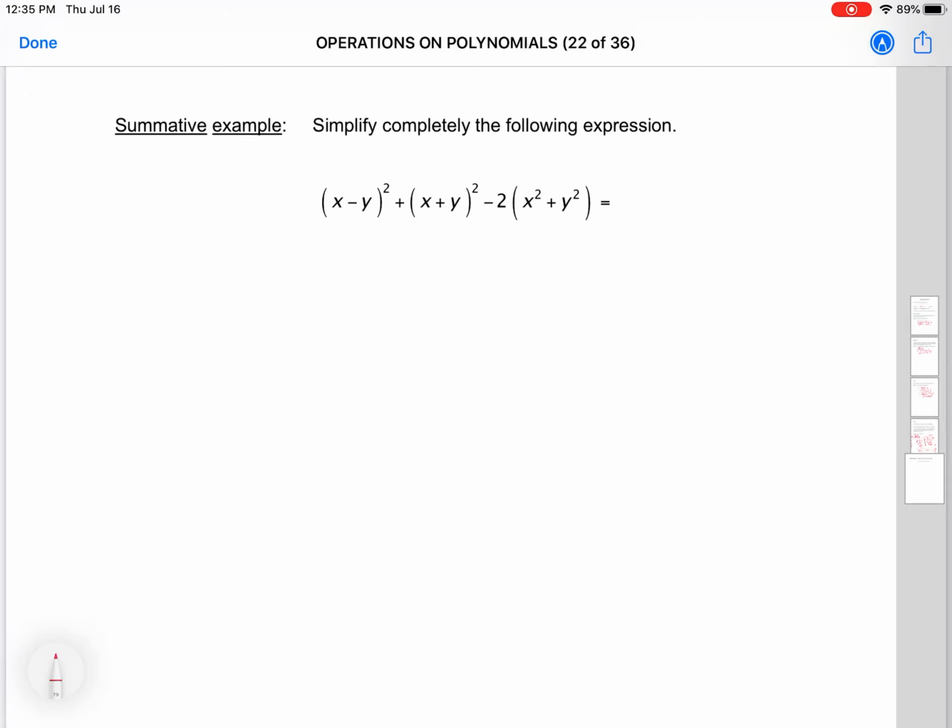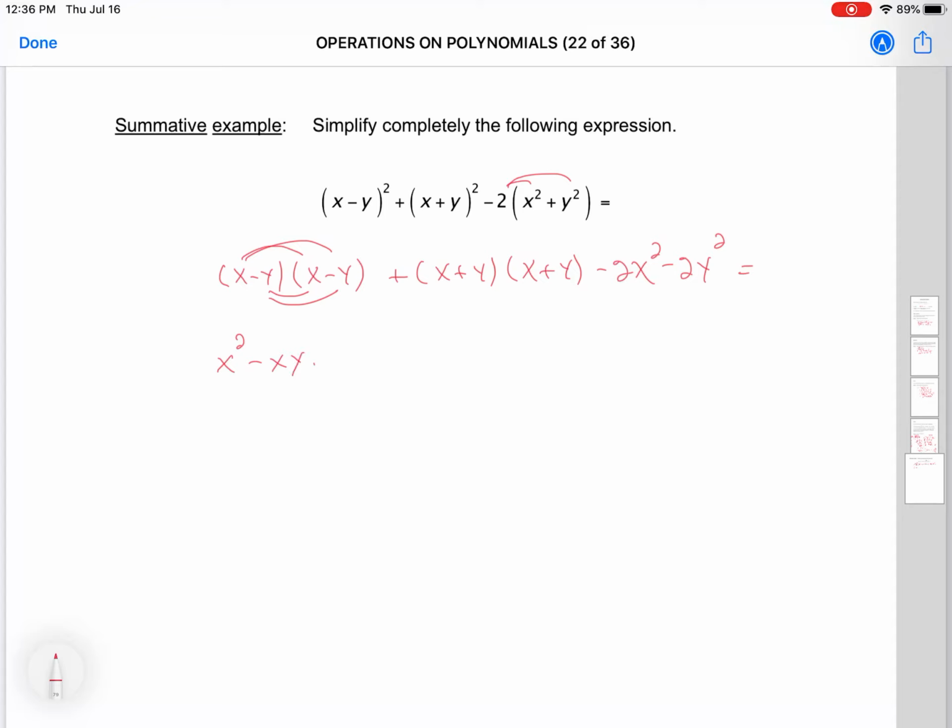To conclude this little section, one summative example, something that is supposed to use more than one of the rules we've seen here. So we got this expression, how shall we begin? There's a square outside, so I suggest that we write this as (x minus y) squared, so times itself. (x plus y) again squared, so times itself. And here, let me take the minus 2 inside the bracket, so minus 2x squared minus 2y squared. So here we go.